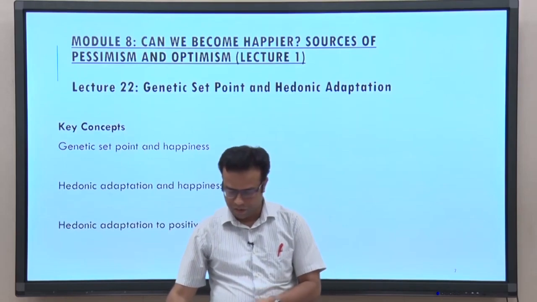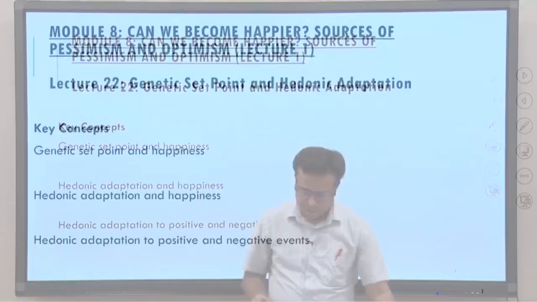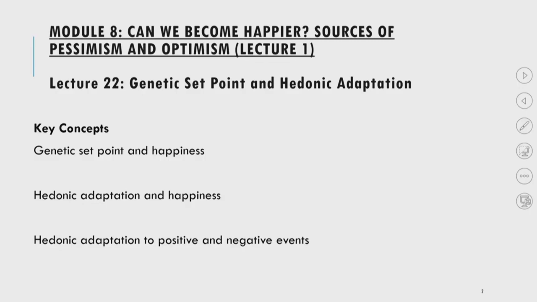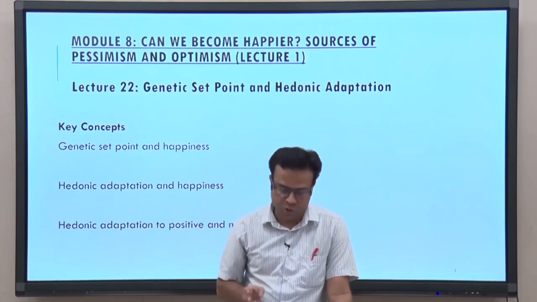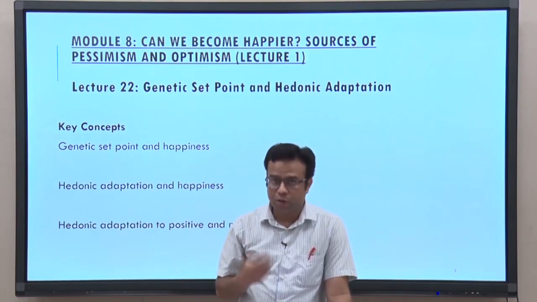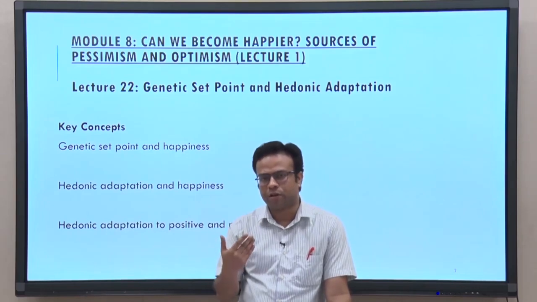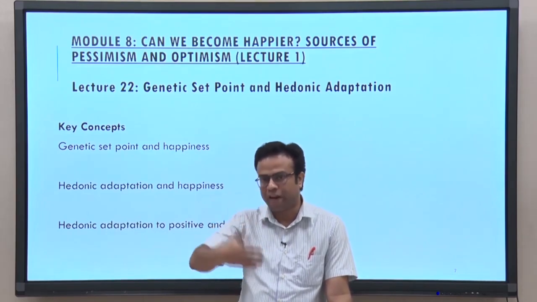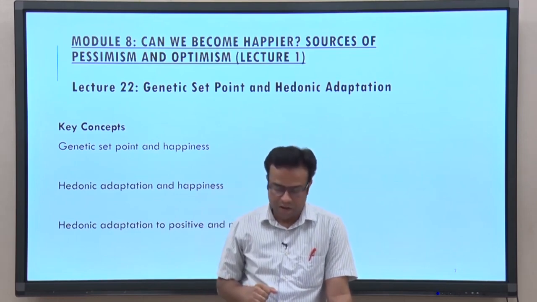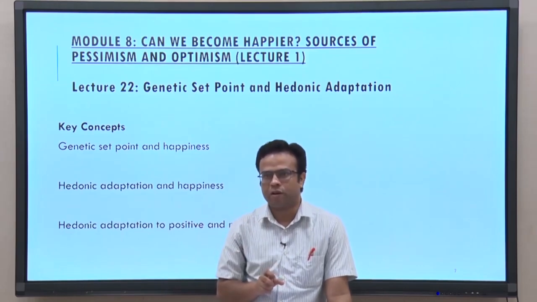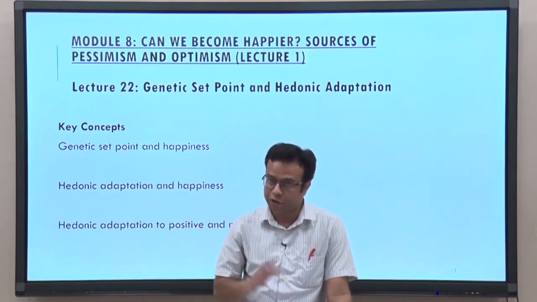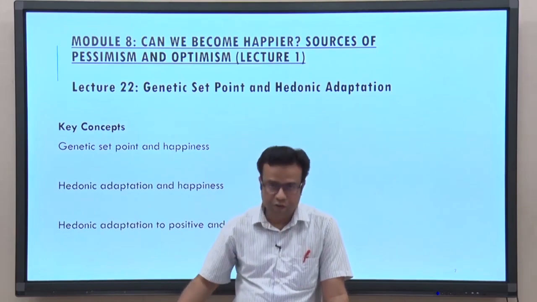Today we will start module 8, where we will address one particular question: can we become happier, or what are the sources of pessimism or optimism in this context. In this module, we will have 3 lectures and we will discuss the various aspects of this question. Today's lecture is lecture number 22, and we will particularly discuss some barriers to enhancing our happiness level. In this context, we will discuss 2 specific barriers. One is called genetic set point and another is called hedonic adaptation. Let us see what these are.